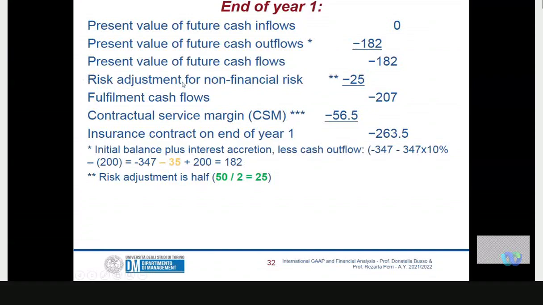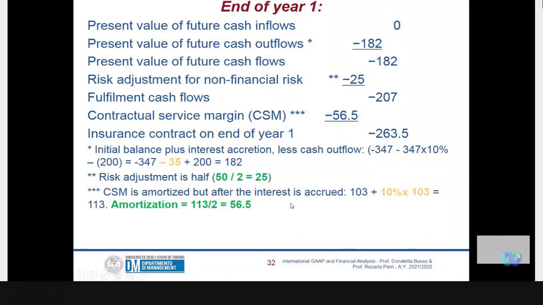The risk adjustment for non-financial risk was 50 for 2 years. We just divided that in two. No time value of money there, so no complication at all. And the problem is the contractual service margin. Remember that I need to accrue interest as the first step and amortize it as the second step. So we start with 103 euro. Then we accumulate the interest over here.